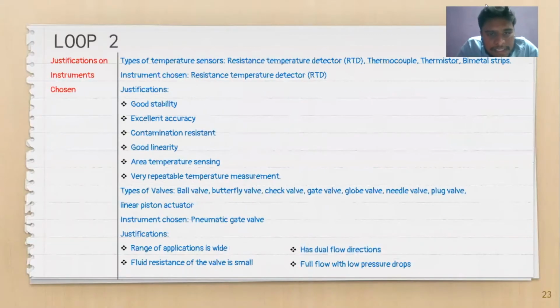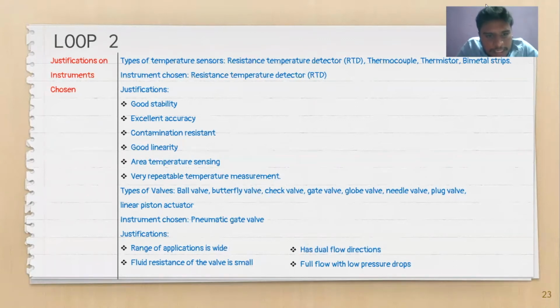Among the temperature sensors such as resistance temperature detector, thermocouple, and thermistor, we think the best instrument will be the resistance temperature detector because it has good stability, excellent accuracy, is resistant to contamination, and has good linearity. It is a very repeatable temperature measurement, and the area of temperature sensing is wide.